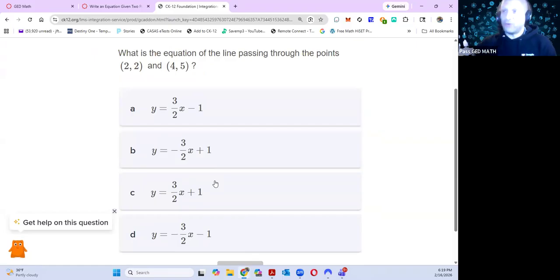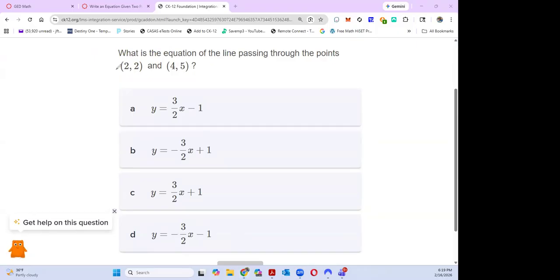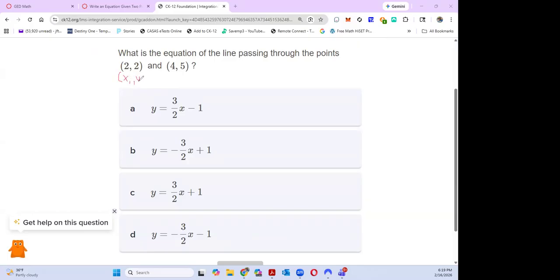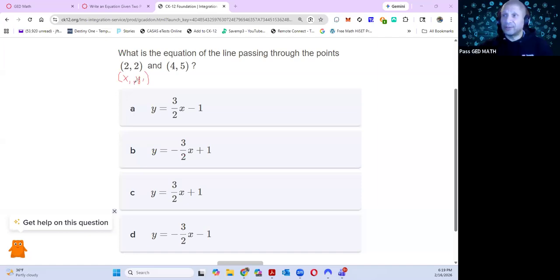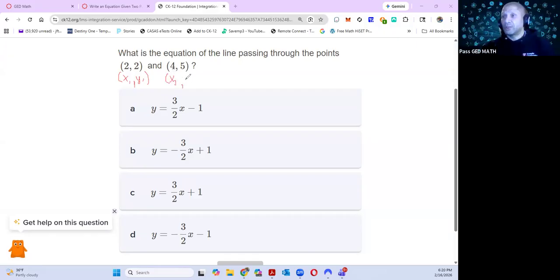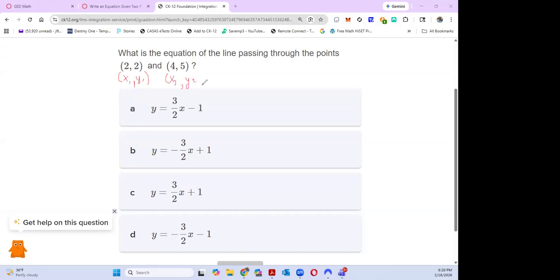So let's look at this right now. My first point is what? Which one is my first point? Two, two. Yeah, I'm going to label it x1, y1. Understand that? Okay. What's my second point? 4, 5. x2, y2.